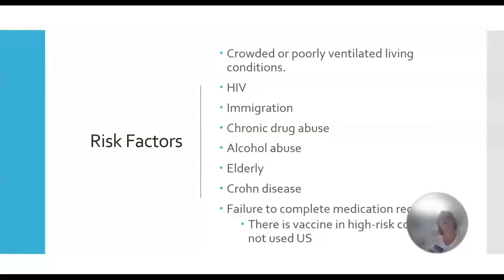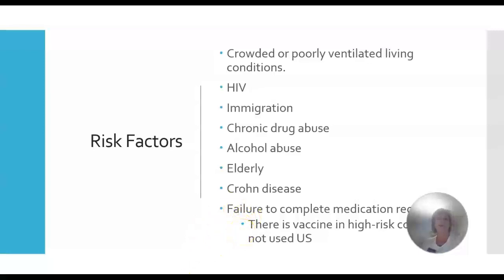Okay, so risk factors. What are some risk factors that somebody would have of getting tuberculosis? Well, someone who lives in really crowded, poorly ventilated living conditions, such as high-rise apartments that are sharing the same ventilation system. HIV patients, because we know that affects their immune system. Immigration. I don't mean someone who migrated several years ago. I'm talking about immigrants coming in today's time that may have gotten it and are bringing it with them, because they're all in very close quarters, sleeping in the same areas, and they can pass that from one person to another.